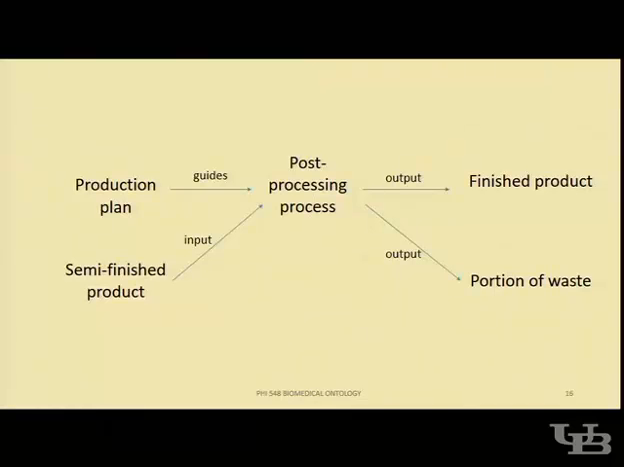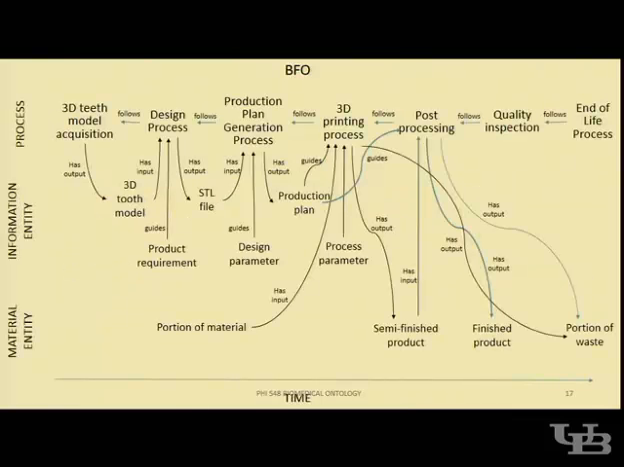Next, for the post-processing process, they still use the production plan that has been generated before during the production plan generation that guides the process. This semi-finished product becomes the input, where the output will be the finished product, and if it has some problem, it will become the portion of waste. It's a bit messy, that's why I put it in separate processes. So you can see the flow. Now we have the finished product as one of our material entities.